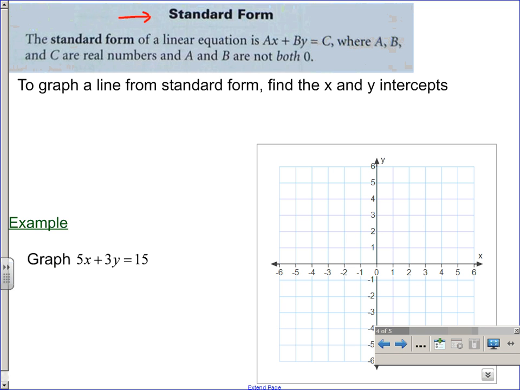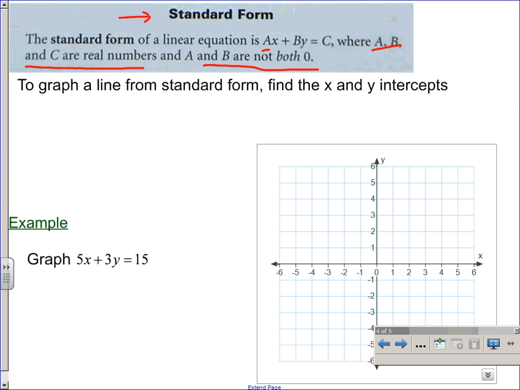I was saying right before you got dismissed that in true standard form, the A value is supposed to be a positive number. It's supposed to be an integer. There are a couple of other rules, but what they have here is the common way. A, B, and C just have to be real numbers, positives or negatives. A can be 0 as long as A and B are not both 0, like it says here. So just real numbers.